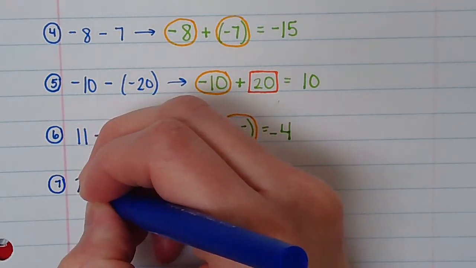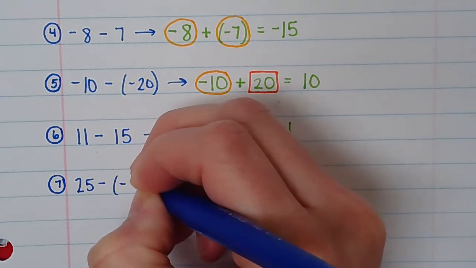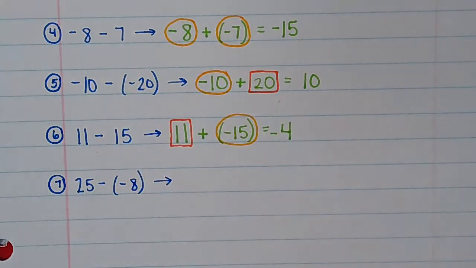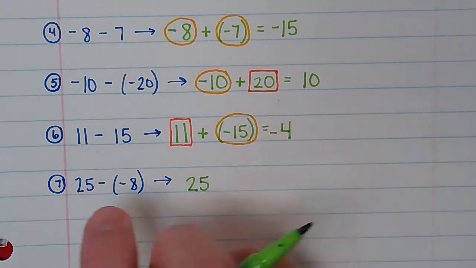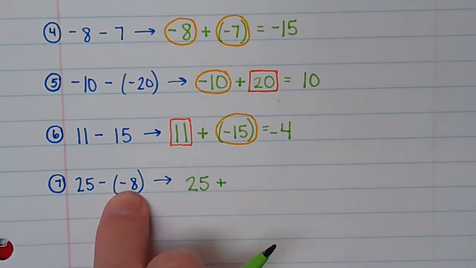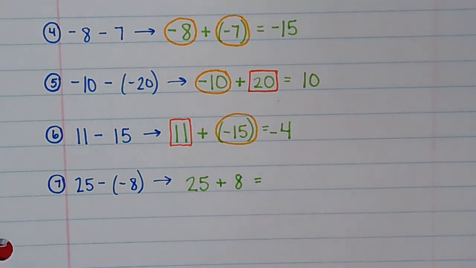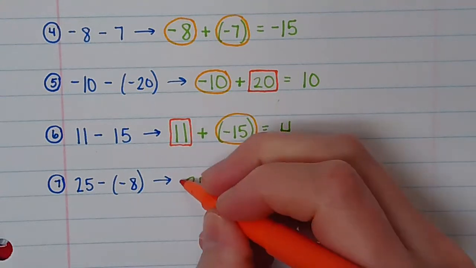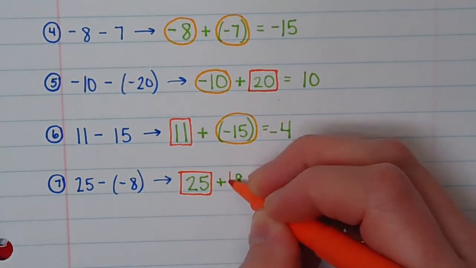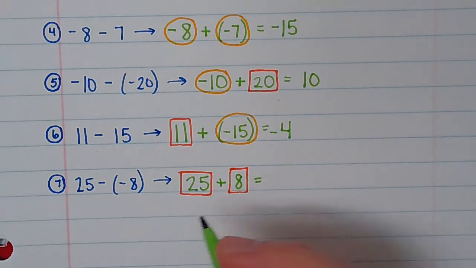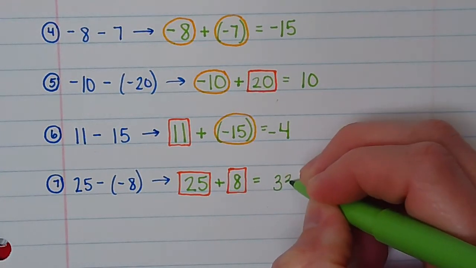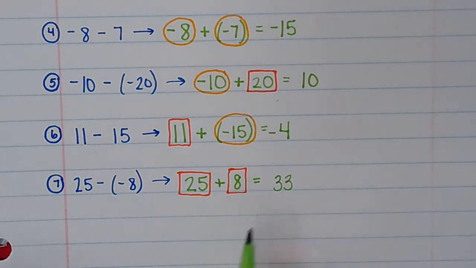All right, 25 minus negative 8. Keep the first number. So keep it, switch it, switch it. Okay, I see that this number is positive and this number is positive. So when your signs are the same, you just add and keep those same signs. So 25 plus 8 is going to give you 33. And since these are both positive, my answer also has to be positive.